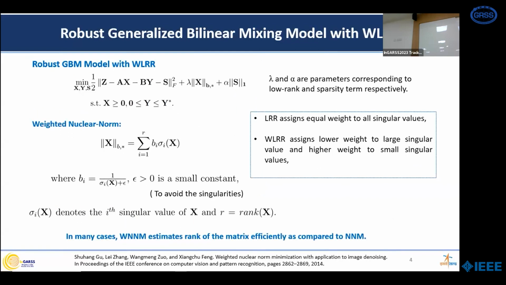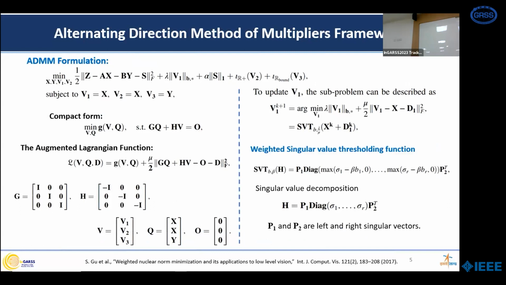Robust GBM with weighted low rank constraint. Here we use weighting because low rank assigns equal weight to all the singular values, while weighted low rank assigns lower weight to larger singular values and higher weight to smaller singular values. How do we estimate these weights? We take the inverse proportion of the singular value, and we introduce an epsilon to avoid singularities. This weighted low rank is handled using a weighted nuclear norm minimization scheme, which estimates rank efficiently and estimates abundances accurately. This is the ADMM formulation which we employed for our model, and this is the benchmark model people are using for the sparse unmixing process.